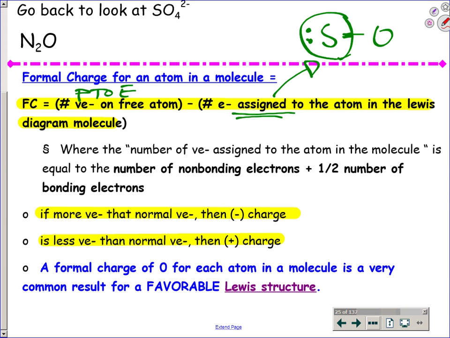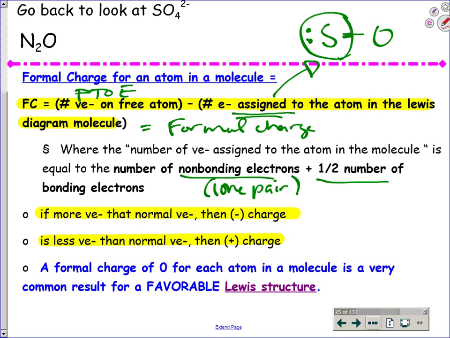So the assigned is the number of non-bonding electrons, aka lone pair, and half of the bonded electrons, because it's sharing them with another atom. So what you do is you take the valence electrons it should have based on the periodic table, you subtract the assigned based on the model drawing, and that is the formal charge. Formal charges can be positive, negative, and 0. But what we're looking for is we want everything to be 0, unless there's an example like sulfate. We want everything to be 0 because that eliminates all charge repulsion. It makes a very stable molecule.